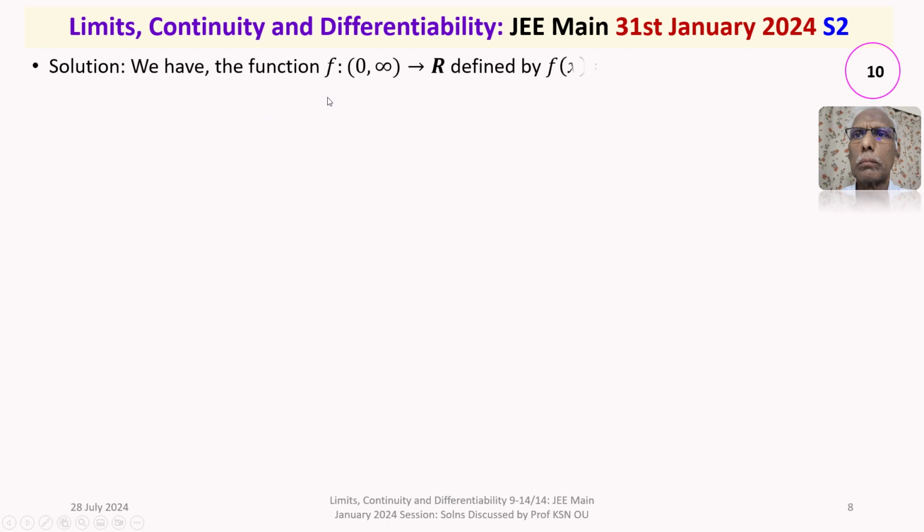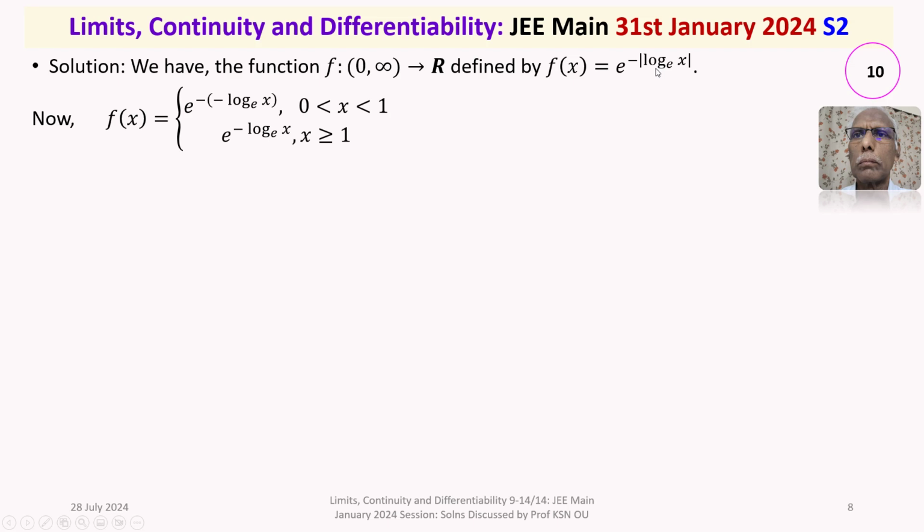We have the function defined like this. Now let us see what is log x to the base e in the interval 0 less than x less than 1. In the open interval 0 to 1, log x to the base e is negative, we all know. And when x is greater than or equal to 1, log x to the base e is greater than or equal to 0. Right.